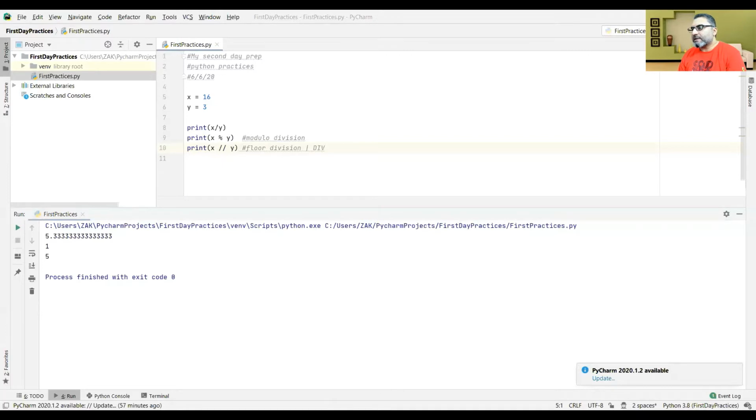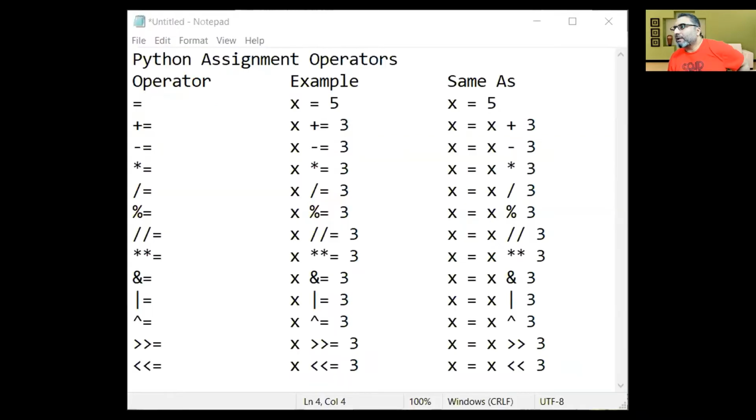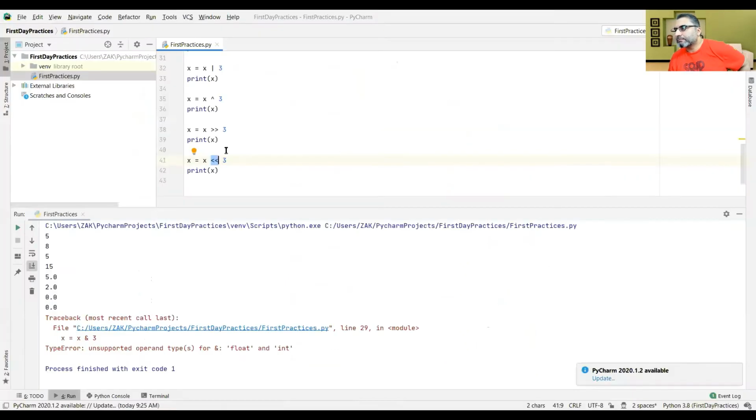Let's check assignment operators. I have copied the whole thing to Python, PyCharm as well. So let's discuss. Okay, check. x is equal to 5, print x, 5.